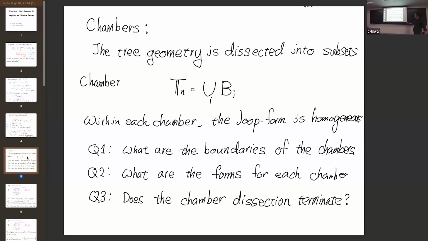But okay, so I just raised three questions. First of all, what are the boundaries of these chambers? We already know that the boundary of Tn is the usual local boundary. So what are the boundaries of the chambers? And what are the forms associated with each chamber? And probably the most important question is: does the chamber dissection terminate? Meaning that, of course, I'm looking at a particular loop level form. If I look at one loop, it dissects into these different chambers. If I go to two loops, is it going to become more and more dissected? Is it asymptoting to an infinite number of chambers, or does it actually terminate? That's the question that one can pose.